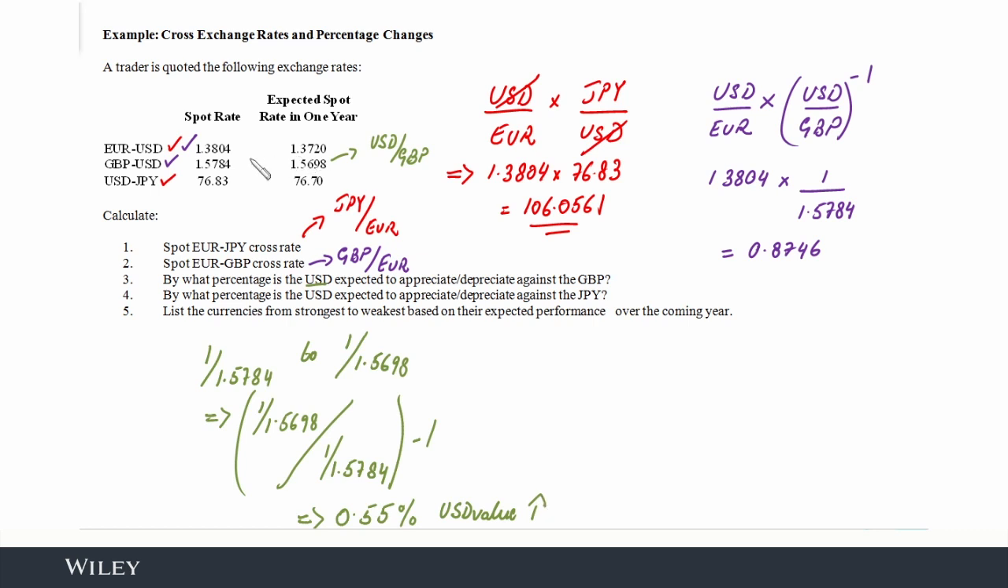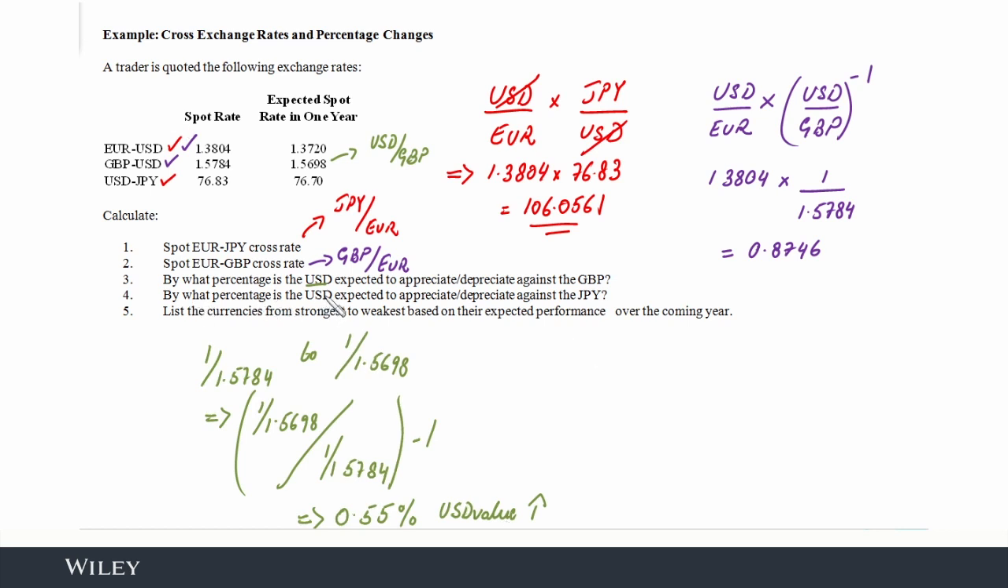Notice that these two exchange rates represent the price of the pound in terms of dollars. The price of the pound in terms of dollars has decreased from 1.5784 to 1.5698. Since the price of the pound has decreased, it suggests that the pound has depreciated or that the dollar has appreciated. Now on to question 4.